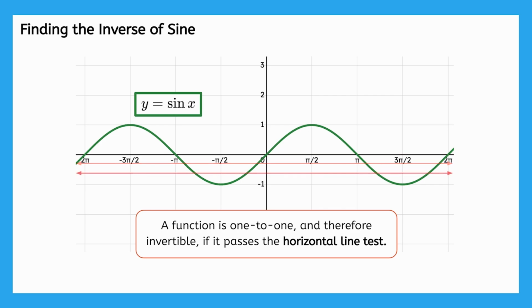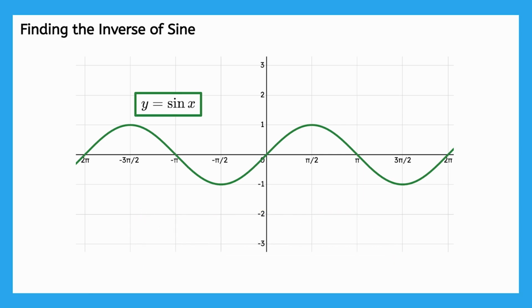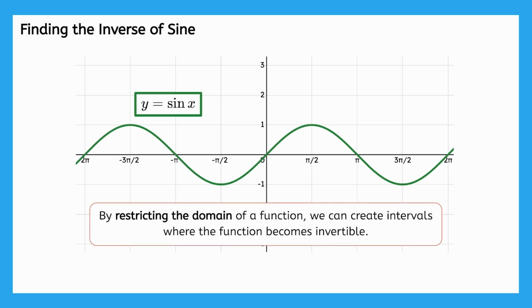Is that the case for the sine function? Definitely not. Does that mean we can't find its inverse? In Unit 1, we also learned we can make a function invertible by restricting its domain, so that we only grab an interval over which the function does pass the horizontal line test.